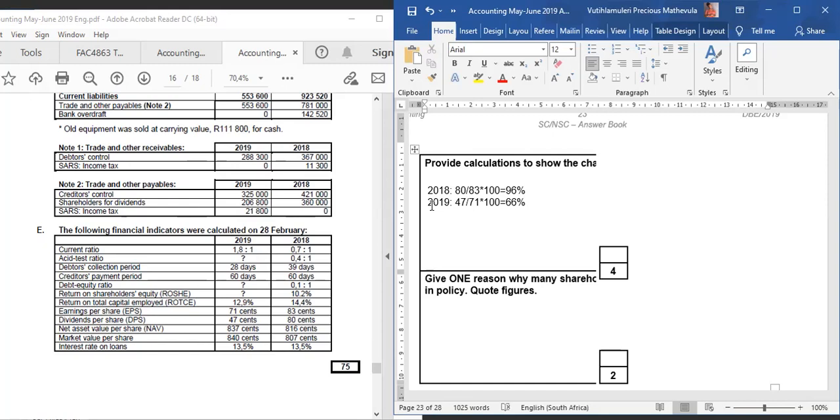So what you're going to look at is the return on shareholders. You might have to calculate the return on shareholders. If it shows that the return on shareholders increased, it's a good thing. That could make the shareholders happy. Another thing, you can also check the market value per share.